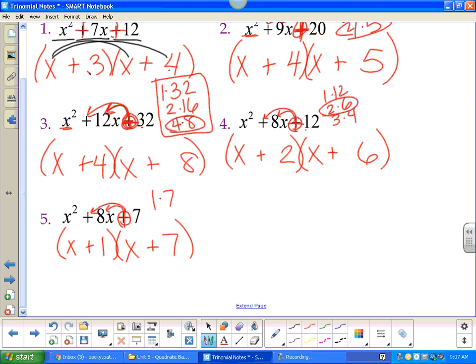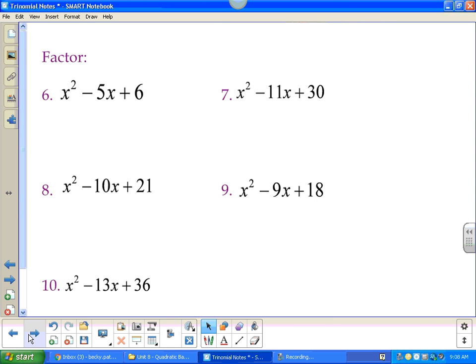Okay, so now that you've kind of gotten the hang of the numbers, now we're going to work on what happens when we start changing some of these signs. Tell me what all of these have in common. Well, they still all have an x squared at the beginning. They all have a minus as their first sign, and they have a positive as their second sign. Okay, so let's see how that changes it.